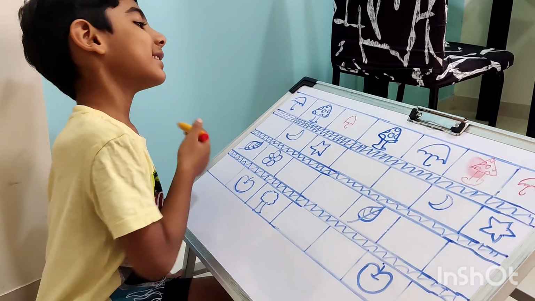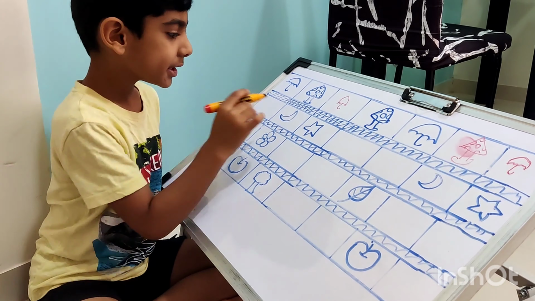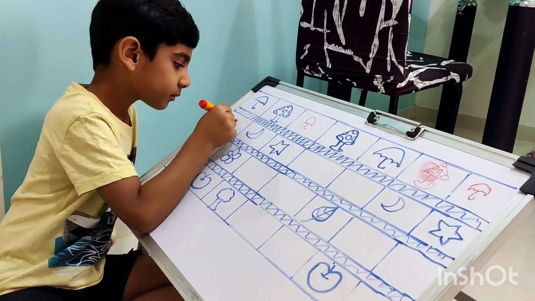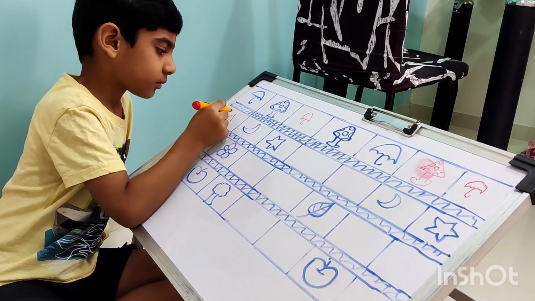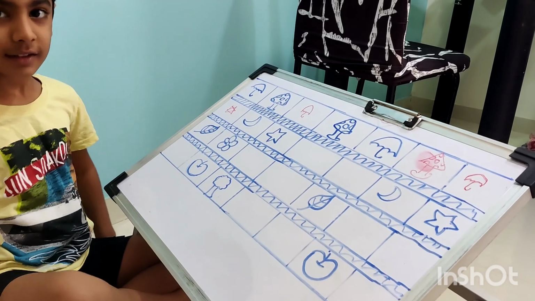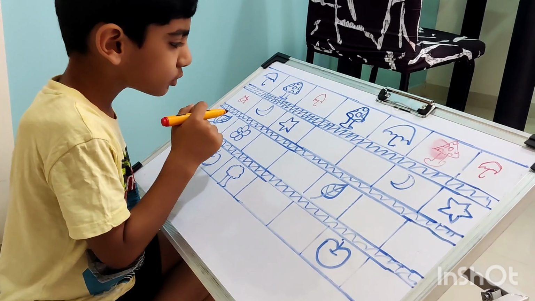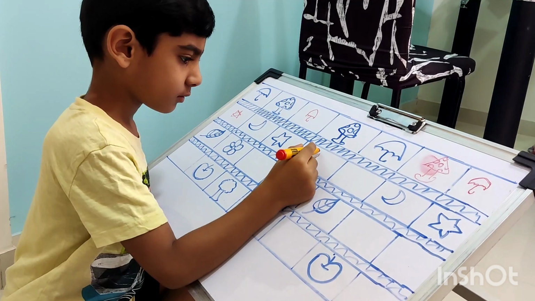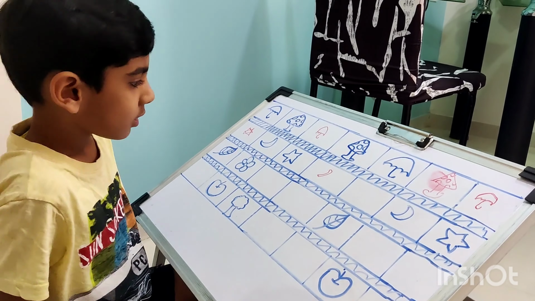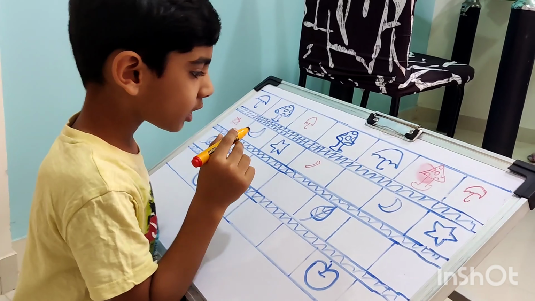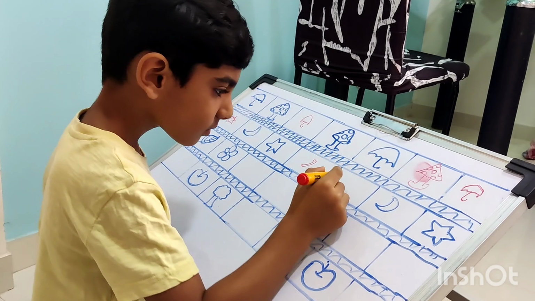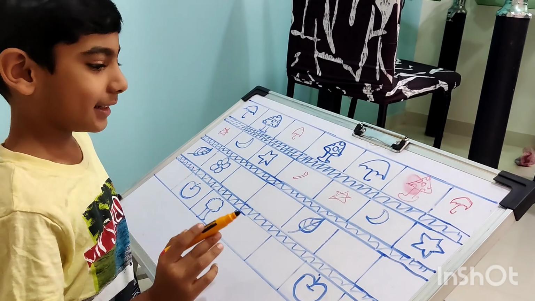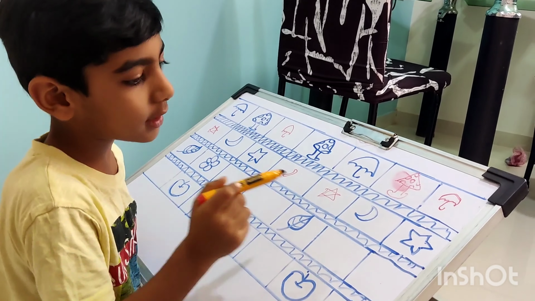Let's complete second row. Here is moon, here is the star. Star, moon, star. Moon. Star, moon, star, moon. Star. Pattern is star, moon, star, moon, star, moon, star.